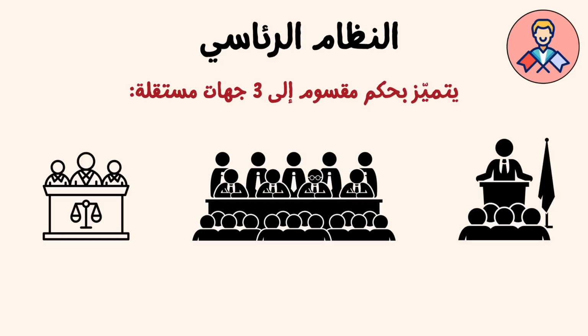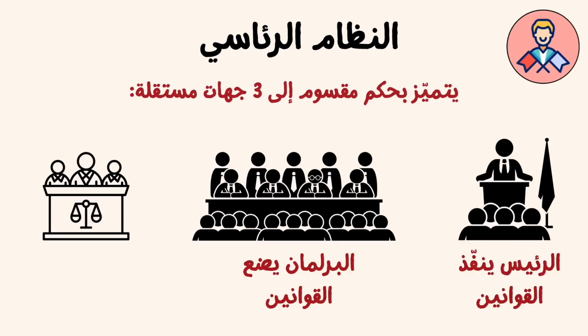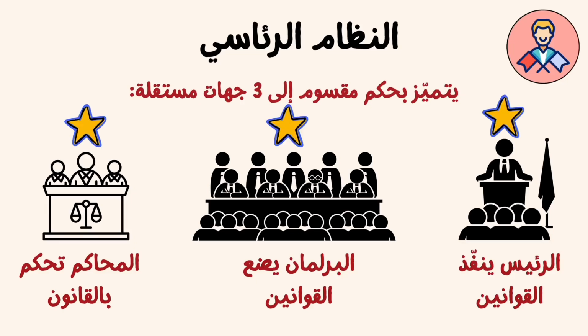This system is defined by the division of power into three independent branches. The president enforces the laws. The parliament creates the laws. The courts apply the laws. This prevents any single authority from controlling everything.